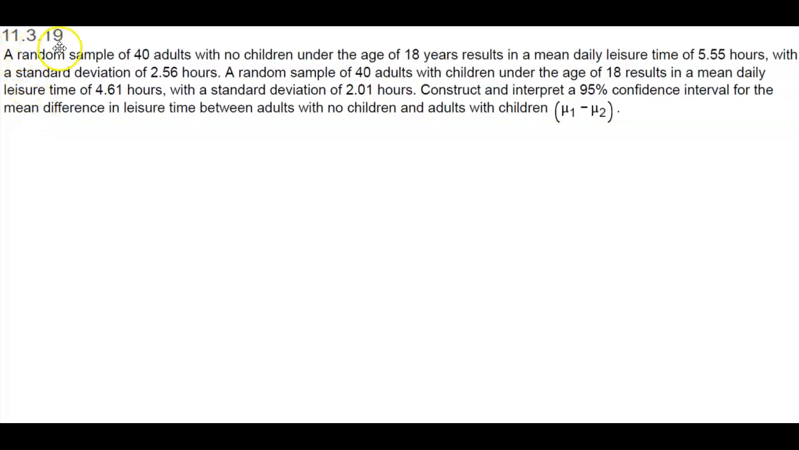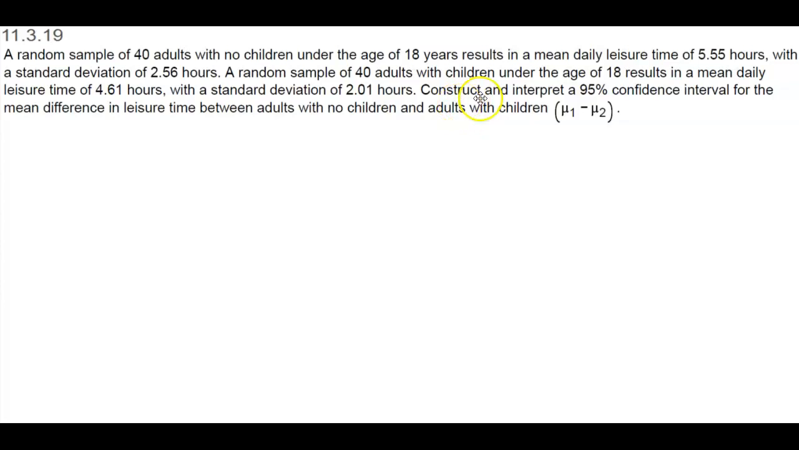Section 11.3.19. A random sample of 40 adults with no children under the age of 18 years resulted in a mean daily leisure time of 5.5 hours with a standard deviation of 2.56 hours. Another random sample of 40 adults with children under the age of 18 results in a mean daily leisure time of 4.61 hours with a standard deviation of 2.01 hours.